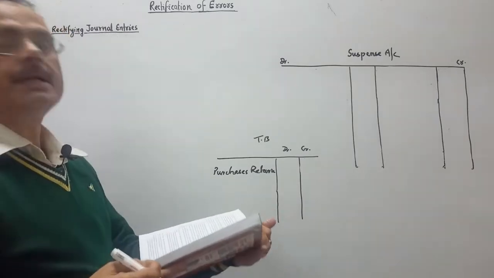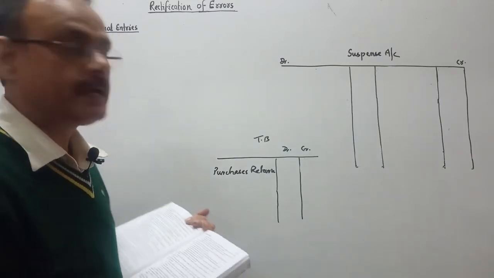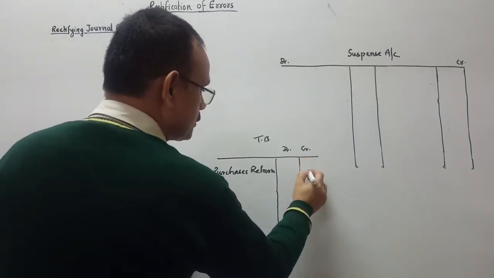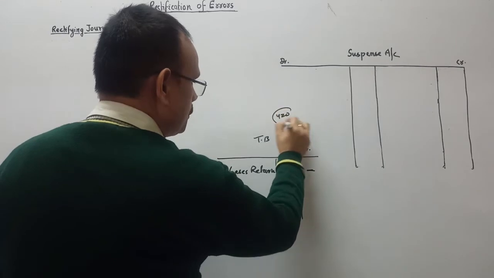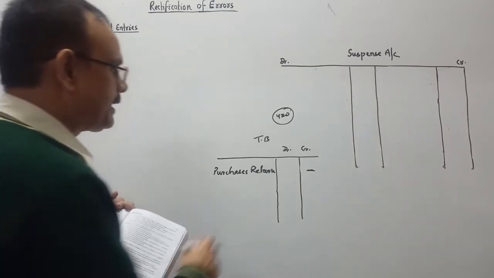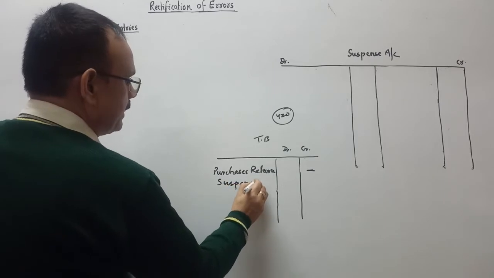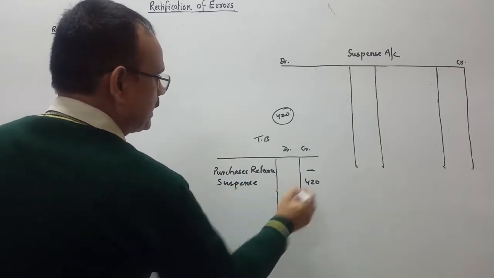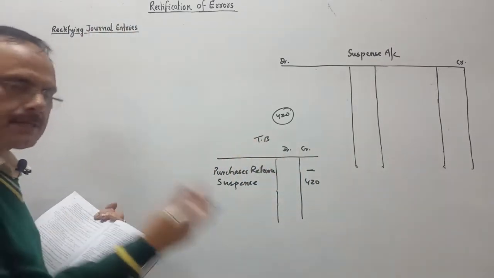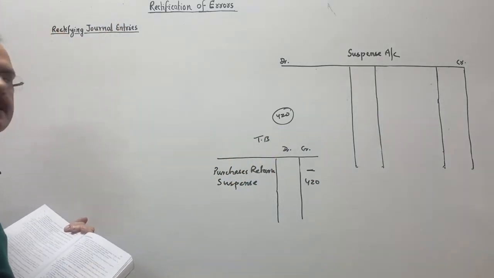So the total of the purchase return book, rupees 420, has not been posted to the purchase return account. On this side it is not posted; 420 we have to post, but the accountant has not posted it on the credit side. Because of that, to match the trial balance, the suspense account is opened on the credit side by 420, because the credit side is less in the trial balance. Then the trial balance has agreed.